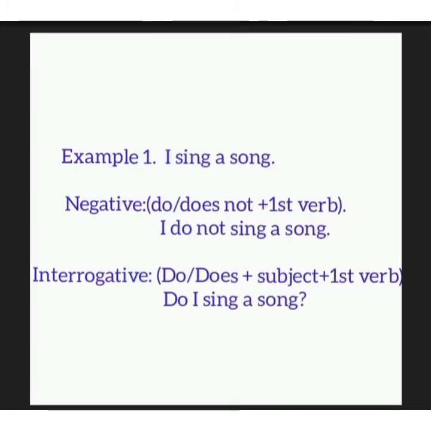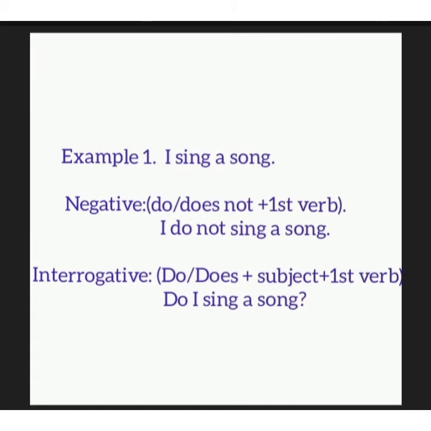Let us learn how to change the simple present tense into negative form and interrogative form through some examples. The first example is, I sing a song. In this sentence, the verb is sing and it is first form of the verb. Since the verb is first form, we can easily identify the tense form as simple present tense.